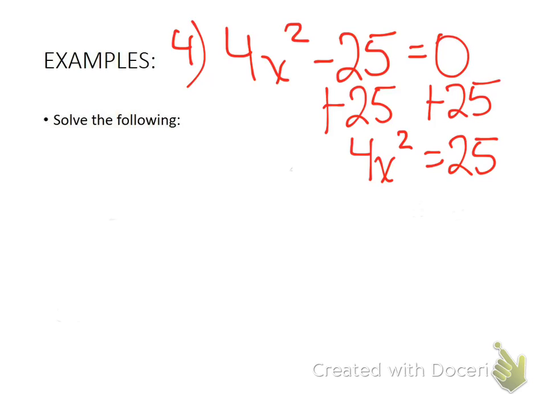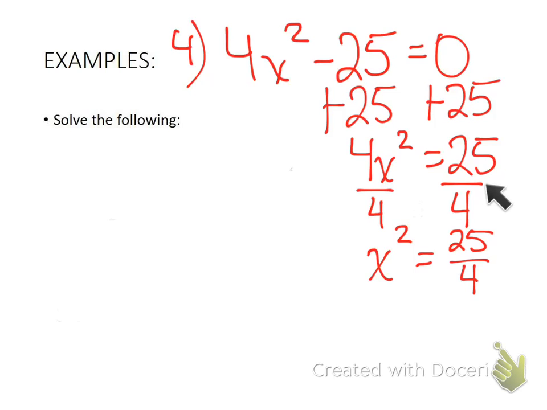Who can tell me what to do next? Divide both sides by 4. 6.25. Oh, but I don't want decimals. Can we just square root before we divide things? We do not square root until x squared is by itself. So I would just leave 25 over 4 as a fraction. Just leave it alone. Because when we do square root both sides, what do we get?